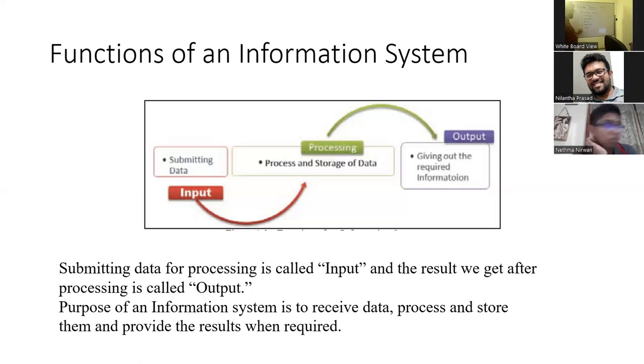Then number 6, the last one, procedures. Procedures mean this information system is going to operate in an organization.